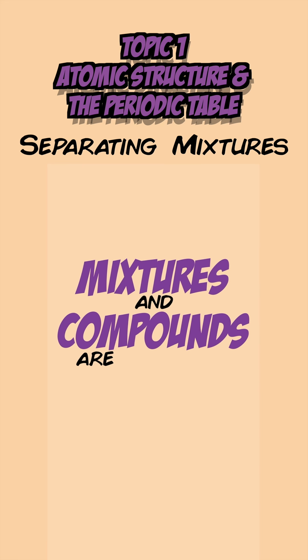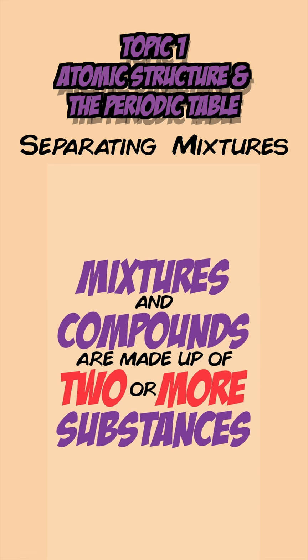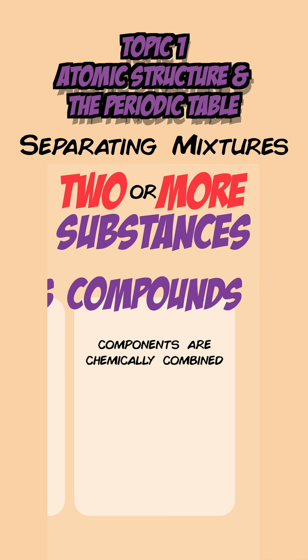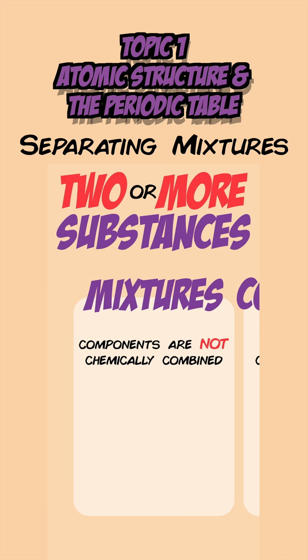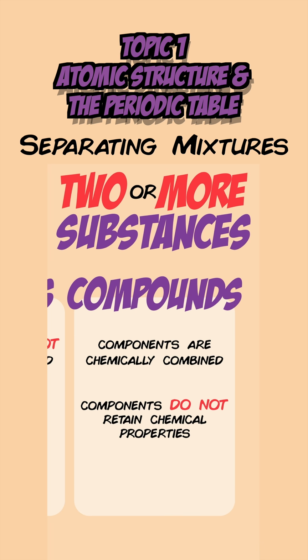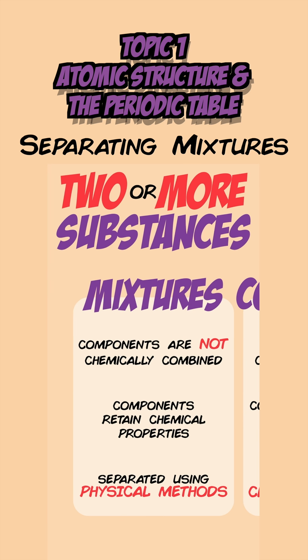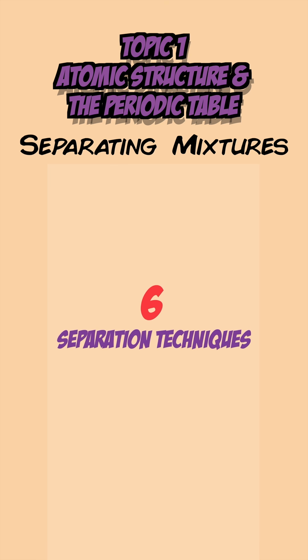Mixtures and compounds are both made up of 2 or more substances. The difference between them is that in compounds the substances are chemically combined, but in mixtures they're not chemically combined. Another difference is that the components within a mixture retain their chemical properties, whereas in a compound they do not. Compounds are difficult to separate into their original components and can only do so by using chemical reactions. Mixtures, on the other hand, can be separated using physical methods, and there are 6 of these separation methods you need to know.